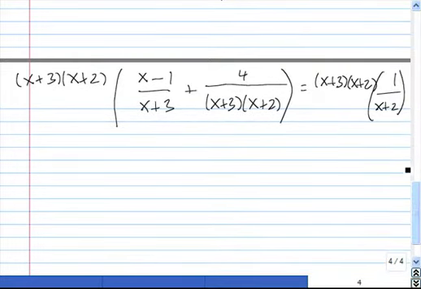Okay, so now we've multiplied both sides of the rational equation by the LCD, so we need to distribute. Okay, let's go to this first term. X plus 3 times x plus 2 times x minus 1 divided by x plus 3. You see that this x plus 3 right here will cancel with this x plus 3 in the top right here, and we're simply left with x plus 2 times x minus 1.